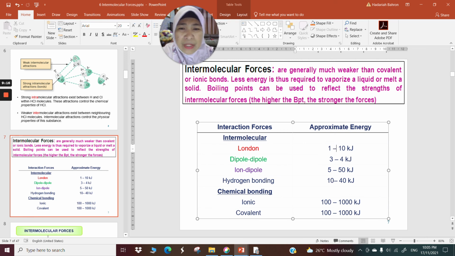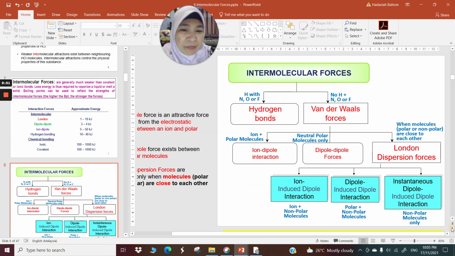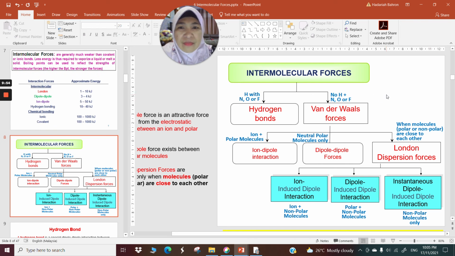And dipole-dipole is also another weak attractive force between molecules, 3 to 4 kilojoules. Ion-dipole, 5 to 50 kilojoules. Hydrogen bonding is a little bit more significant, 10 to 40 kilojoules, which is quite strong compared to the others. But the chemical bonding, the ionic bond, can have a strength of between 100 to 1,000 kilojoules per mole, similarly with covalent bonds.